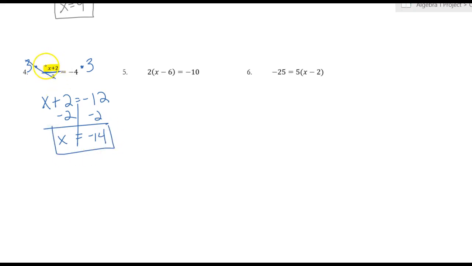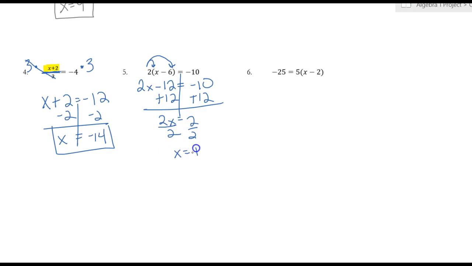So when you have a big divide like this, you have to think about it that the things on top are stuck together, and you can't move them until you get rid of this bottom number. All right, for number 5, not a difficult problem, but we haven't seen any parentheses yet. So remember, with parentheses, we have to distribute. So it's going to become 2x minus 12 equals negative 10. And then I'm going to add 12 to both sides. So 2x is 2. And then I divide by 2, so x is 1.